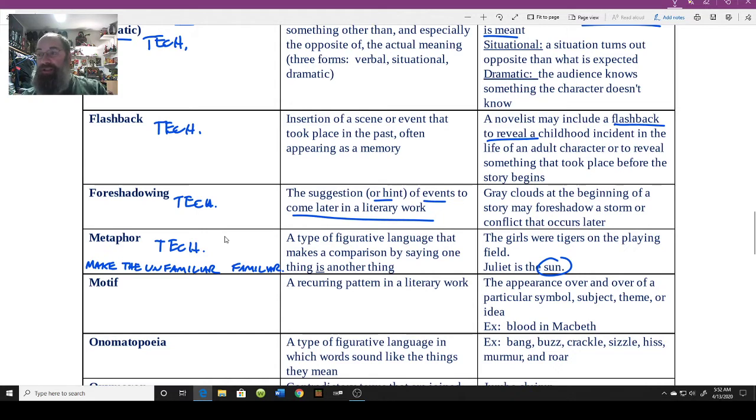oh, where's that? Oh, look at that. Look at that. We revolve around the sun. So Shakespeare there is riffing on that idea.